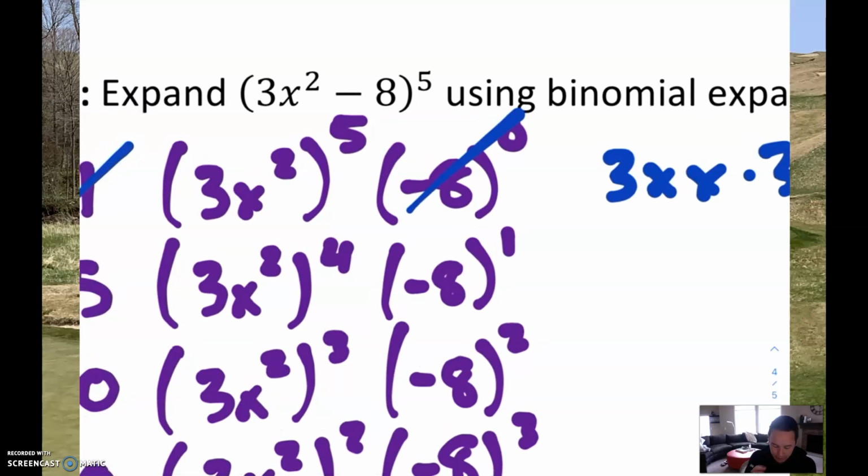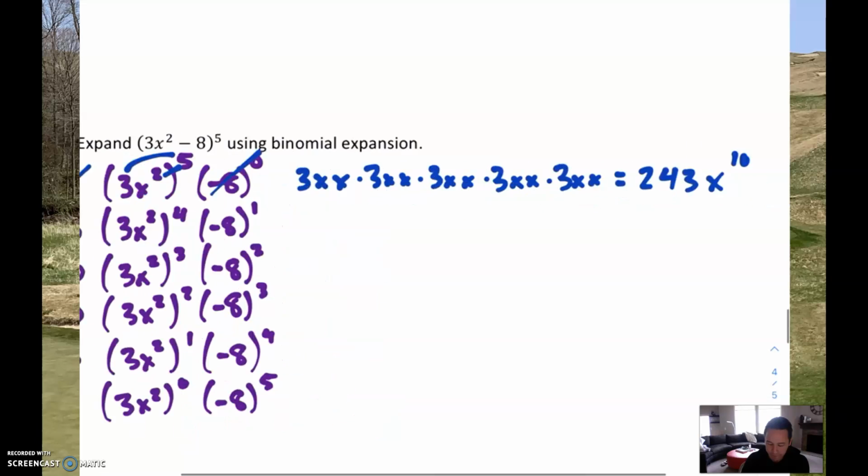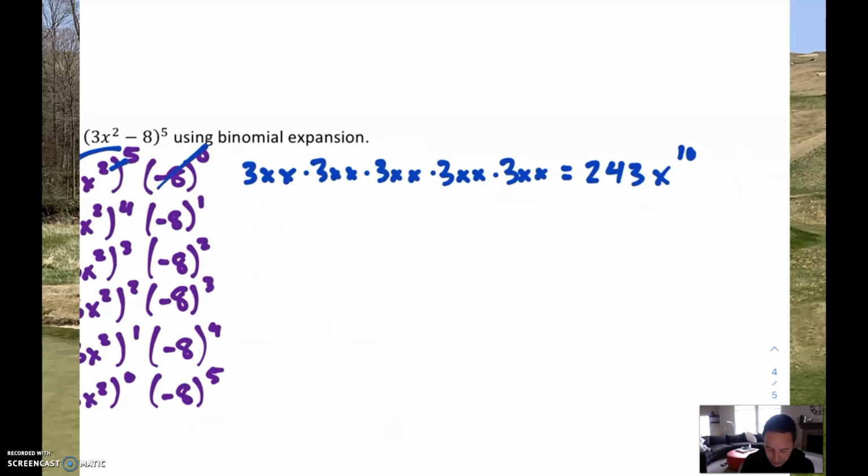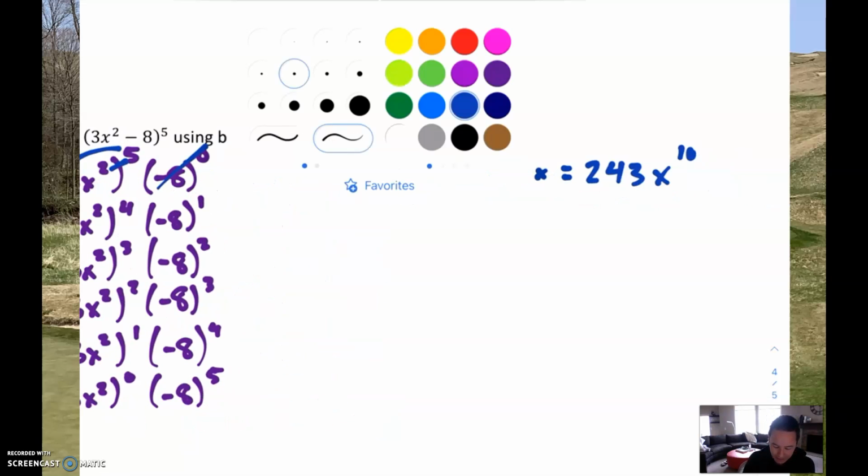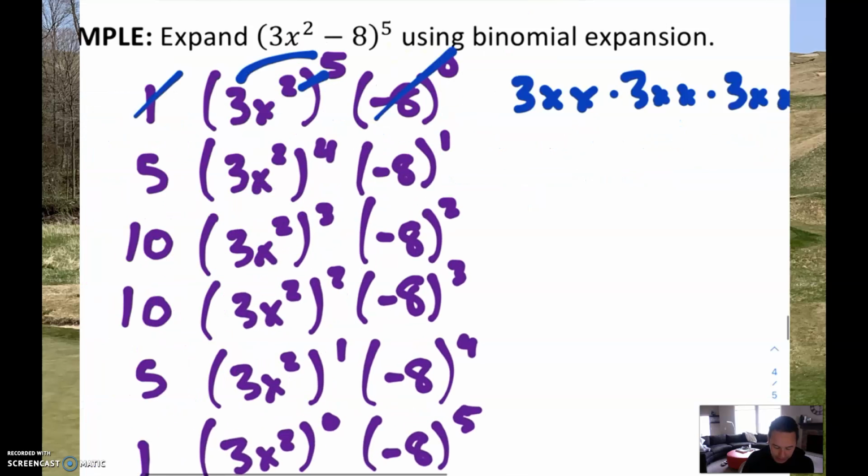When we have 3x squared to the fifth, you're taking 3 and raising it to the fifth. That's 243. And this x squared to the fifth power, when you have a power raised to another power, you can just multiply the exponents. So 2 times 5 gives you 10. So that first term would be 243 x to the 10th power. Let's go ahead to the next one.